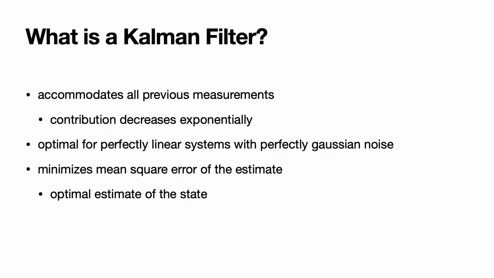The Kalman filter, same as the previously described Bayesian filter, is recursive. Therefore, it accommodates for all previous measurements. This contribution of previous measurements on the current calculation, however, decreases exponentially over time. The filter is an optimal solution for perfectly linear systems with perfectly Gaussian noise. The mean square error of the estimate is minimized, which results in the optimal estimation of the state. One of the advantages of this algorithm is that no training is required. It's just pure math.